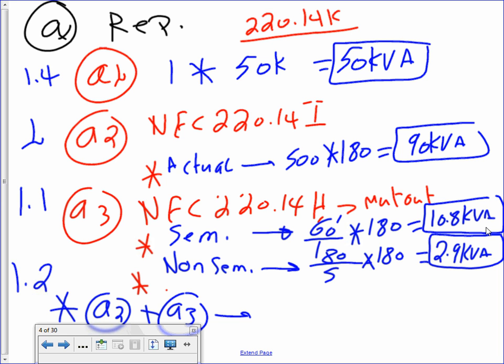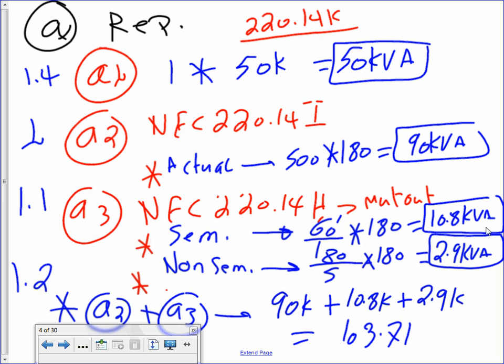I have 90. Okay, so you're going to add all this. We're going to add the 90, the actual kVA, plus these two, the 10.8K plus the 2.9K. When you add them up, it's going to add up to 103.7 kVA.